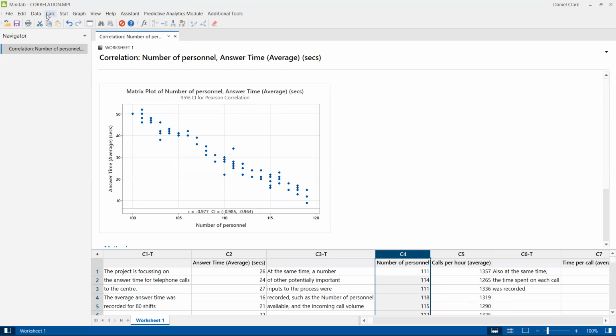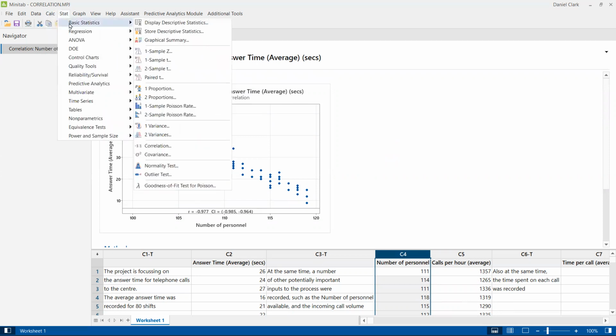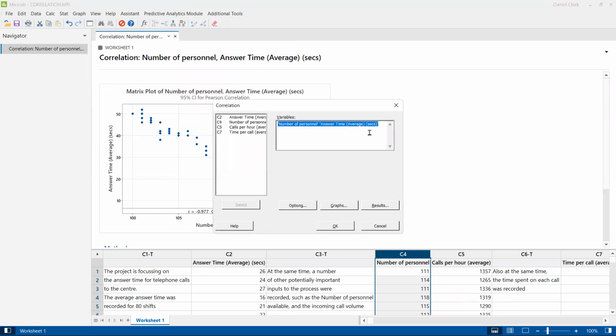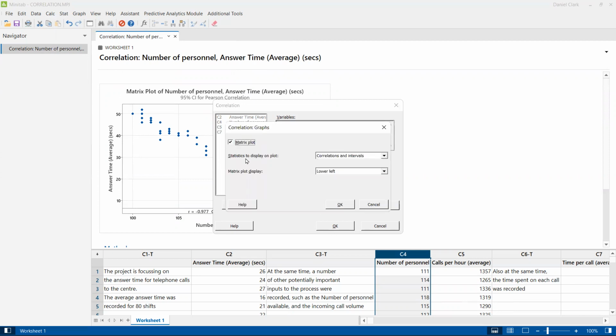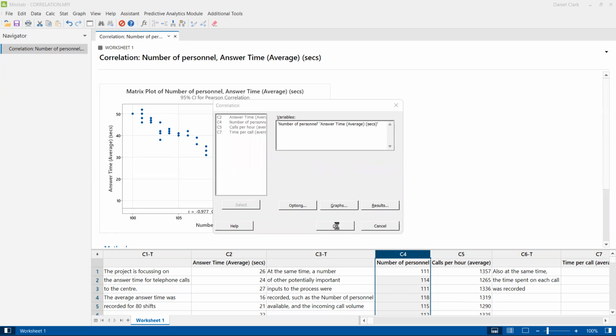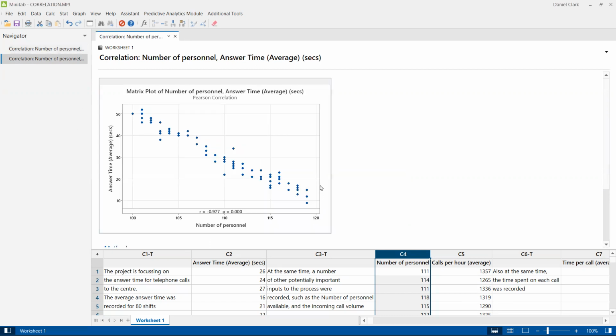So I'm going to do that test again and change the default settings. It goes basic statistics, correlation, and it remembers the values I put in. Here you click on graphs, and you make a change to the statistics display on plot. It shows the correlation and intervals, but what we want is the correlation and p-values. We want to know whether or not we should reject the null hypothesis that there was no relationship. Click on OK, click on OK again, same scatter plot. And now you can see we have the Pearson's R and we have a p-value.